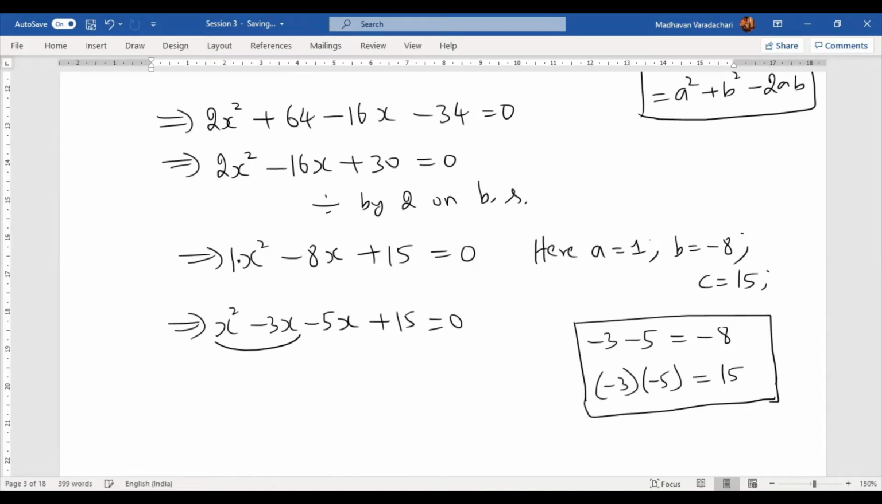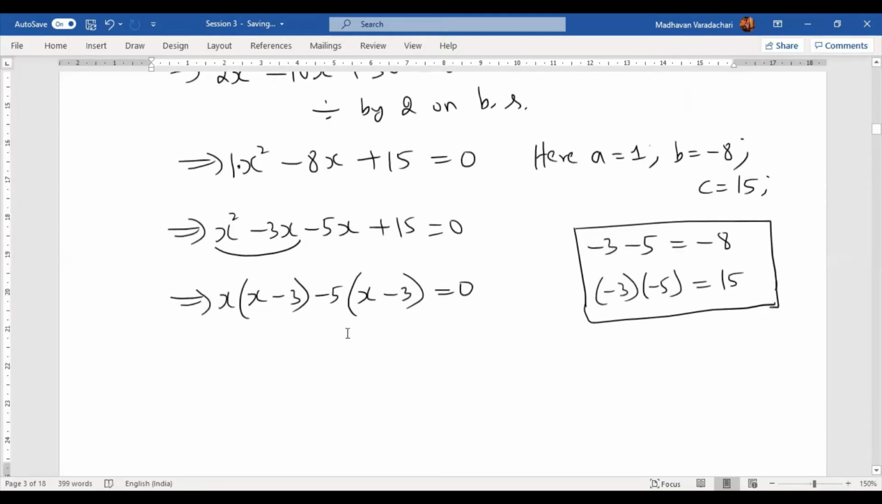Now, what is common in these two? In these two, the common is x. So take x outside, you will have x minus 3. Here in these two, what is common? Actually, the common is -5. I'll take -5 outside. What will happen is x will be there, and I should get 15 if I multiply, that means I will bring -3 here. -5 into -3, I will get positive 15. Got it? -5 into x, I will get -5x. So that is equal to 0.